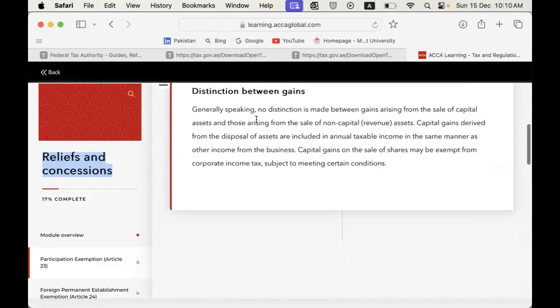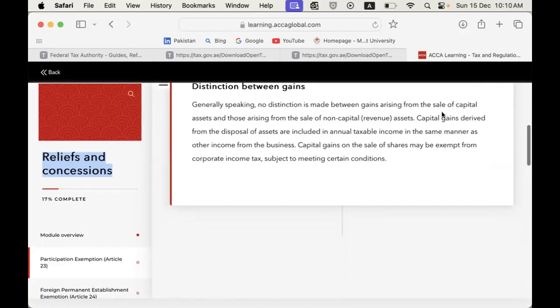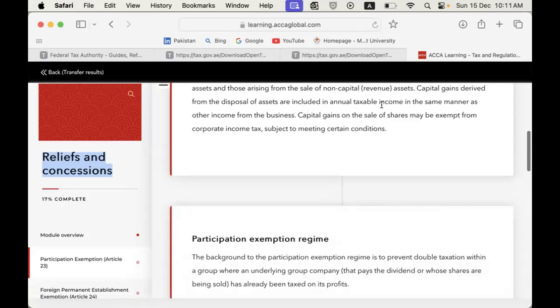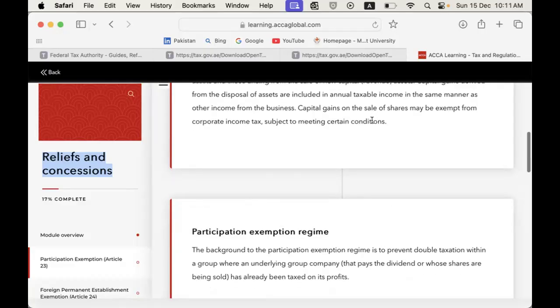Let us read that. Generally speaking, no distinction is made between gains arising from sale of capital assets and those arising from the sale of non-capital or revenue assets. Now, what are these? Capital gains derived from the disposal of assets are included in annual taxable income. In UAE particularly, there is no distinction. The income statement, which is prepared on the basis of IFRS, can include gains on disposals of non-current assets as well, or even on securities as well. And both are treated in UAE corporate tax law as the same capital gains. It can be on assets, it can be on securities as well.